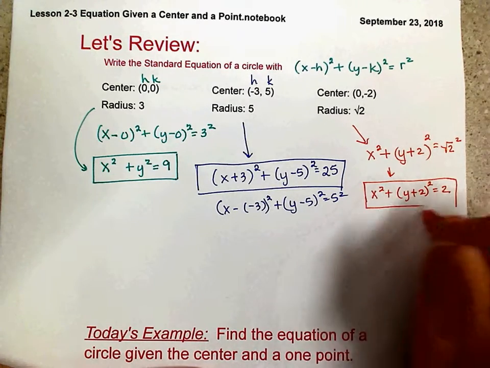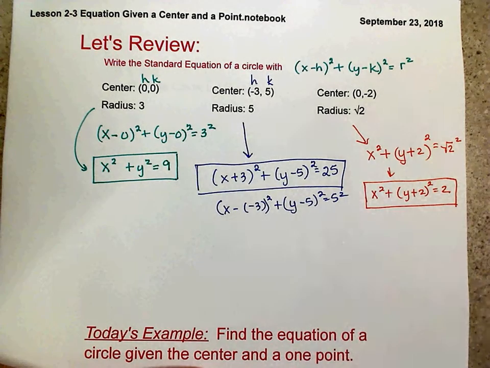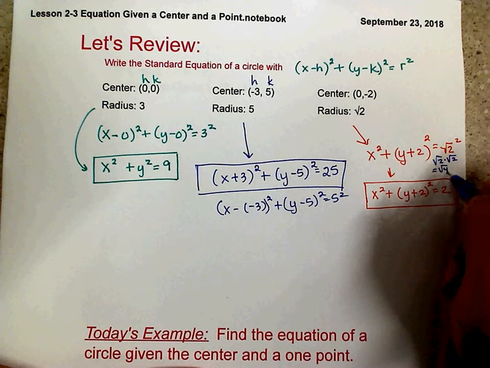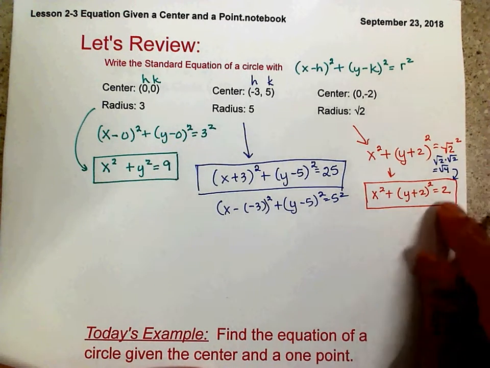All right. Just let me show you this part. Square root of 2 times square root of 2 is square root of 4. Square root of 4 is 2. So if you're wondering where that came from.